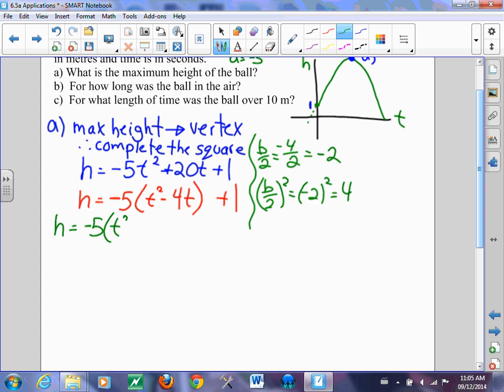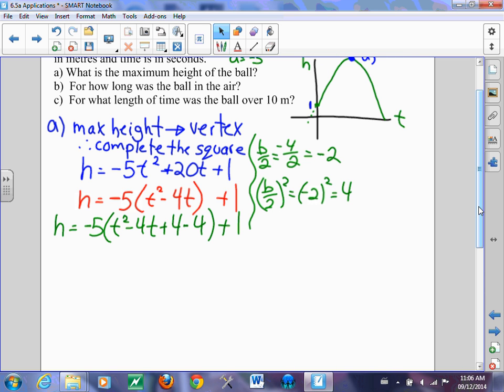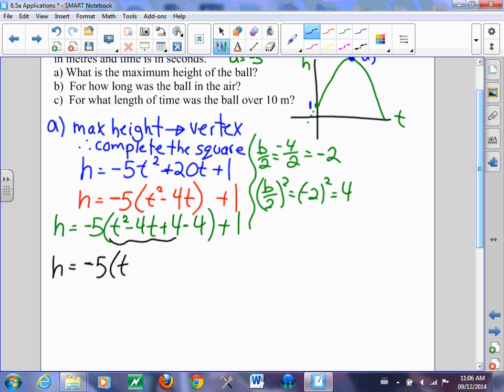Hopefully you guys got that figured out. So we're going to add 4, subtract 4. Okay. So now we've got the first 3 terms in our bracket, folks, as our perfect square. So we can do that. Leave A out front, square root of the first, sign of the second, square root of the last.